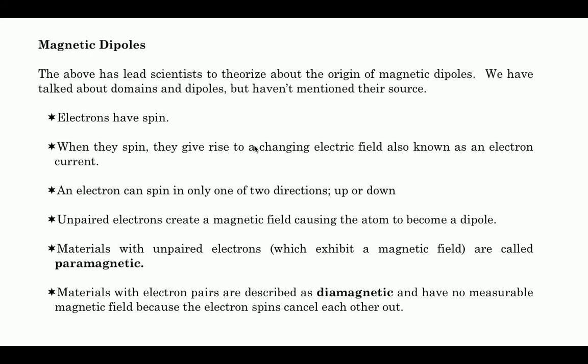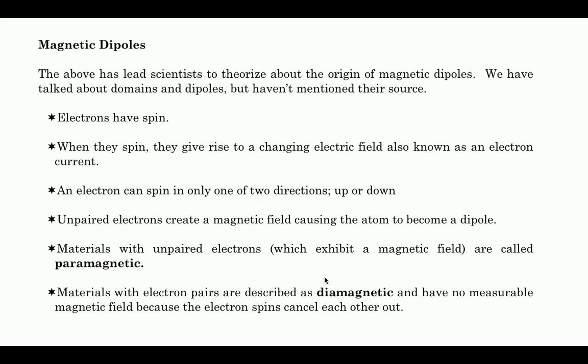And paramagnetic materials, basically you would see, if you look at the periodic table for things that are magnetic, such as iron and nickel and cobalt, that they would have unpaired electrons. That's one of the sources of this paramagnetism. Materials with electron pairs, those without unpaired electrons, are called diamagnetic. They have no measurable magnetic field because electron spins all cancel each other out.